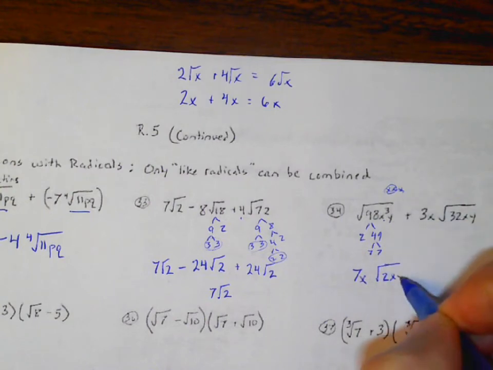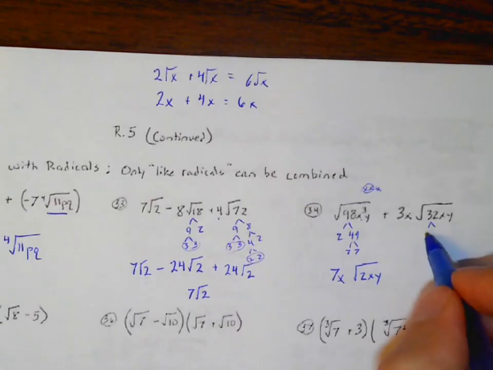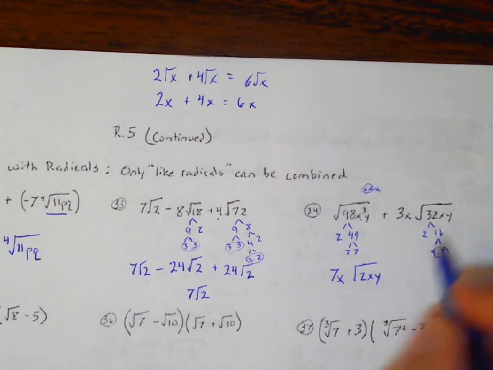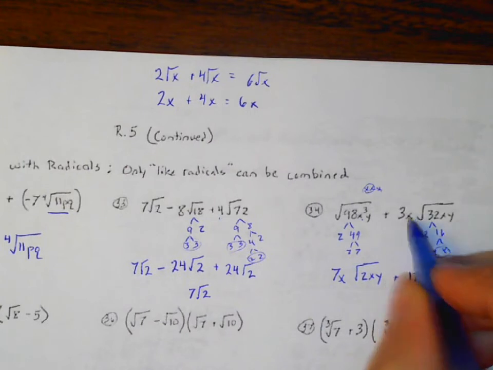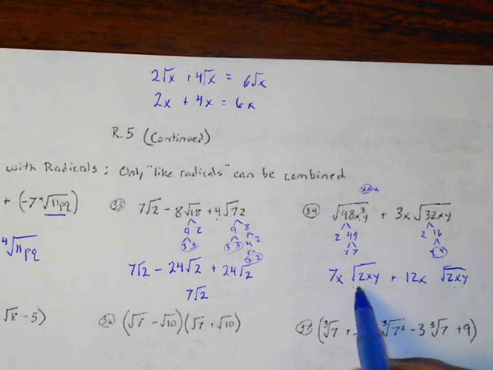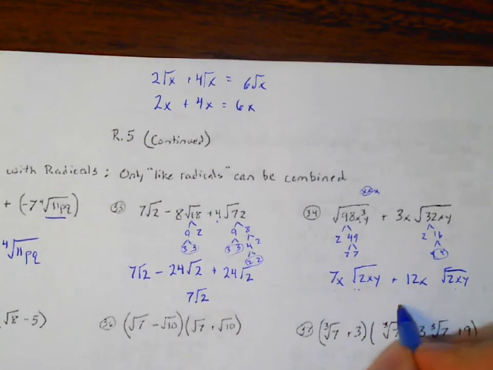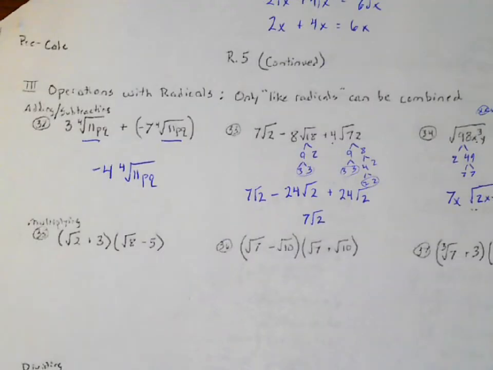And y stays inside. Okay, 32, maybe 2 and 16. 16 is 4 and 4, so 4 goes out front with the 3. So it'd be 12 x, and xy left on the inside. Okay, so notice these are like terms. So I can add the outsides, so it'd be 19x square root of 2xy. So when you add and subtract, simplify to get like terms.